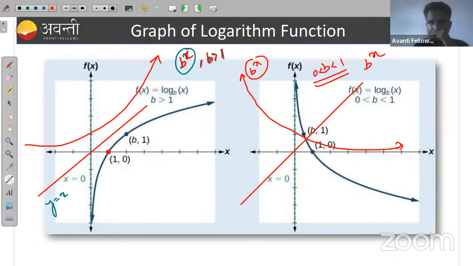You can see that 1, 0 is always here, because the log of 1 is 0. Okay, and log of the base to the base will be 1, because b to the power what should be raised to get b? 1. So when the base and the value are the same, the output will always be 1. Okay, that's all about the graph of the log function.